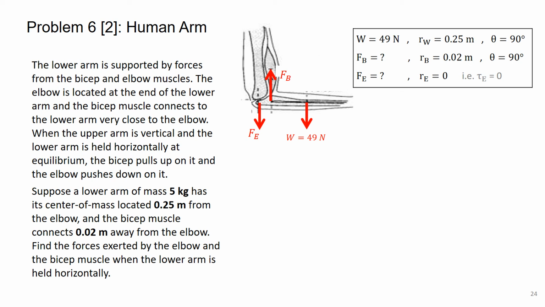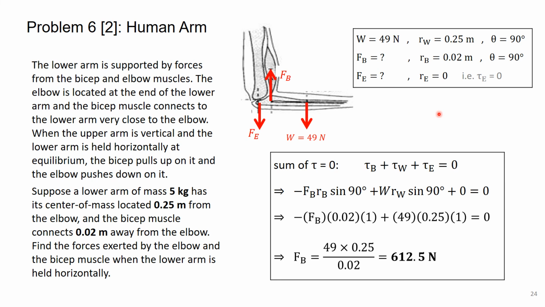All right, so these are the values that we've derived. Now we use the conditions for equilibrium. Let's use the condition for torque, that the sum of all torques must be 0. These are the three torques for the three forces: torque from the bicep force, the elbow force, and the weight. So let's call them torque B plus torque W plus torque E equals 0.